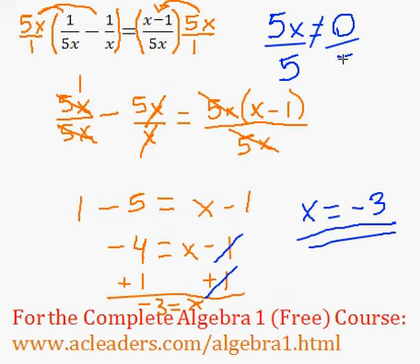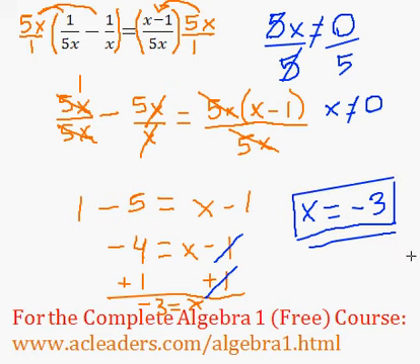If we divide both sides by 5 over here, 0 divided by 5 is just 0. So the only restricted value that we have in this case for this rational equation is 0. X cannot be equal to 0. Since we found that x is equal to negative 3, we're good to go. And this is an actual answer. X is equal to negative 3, and we're done.